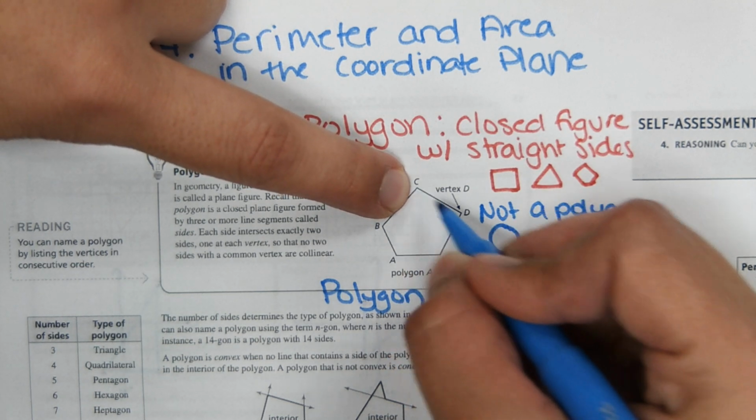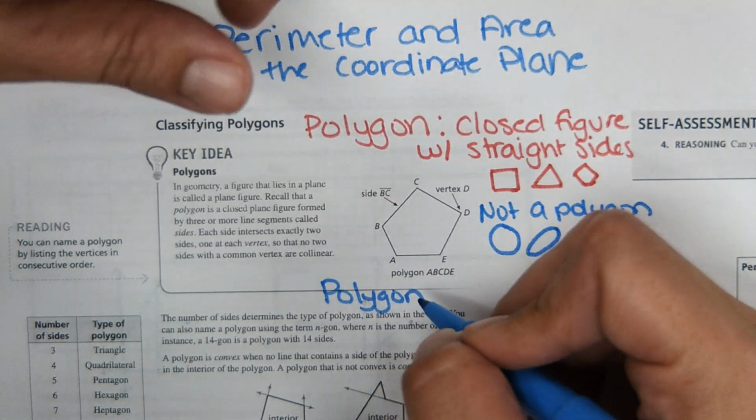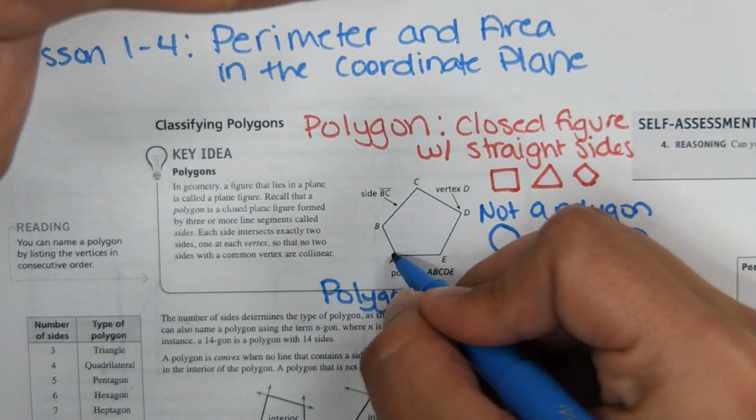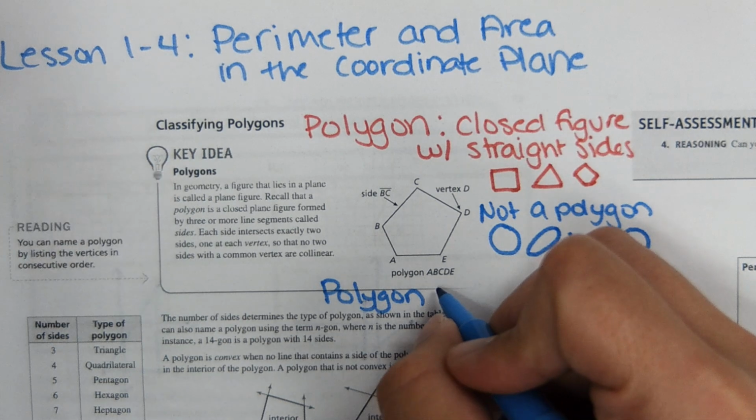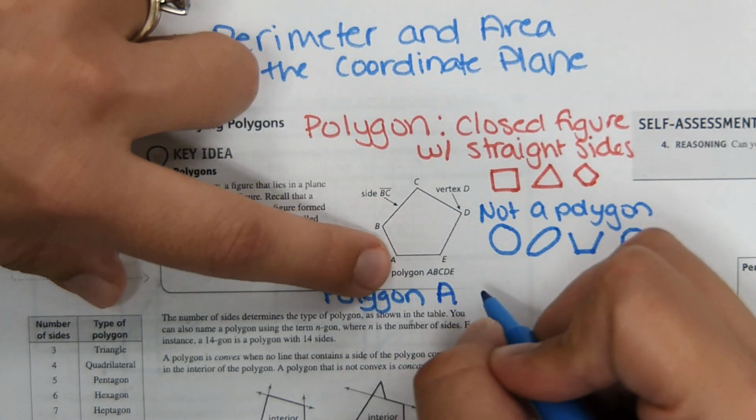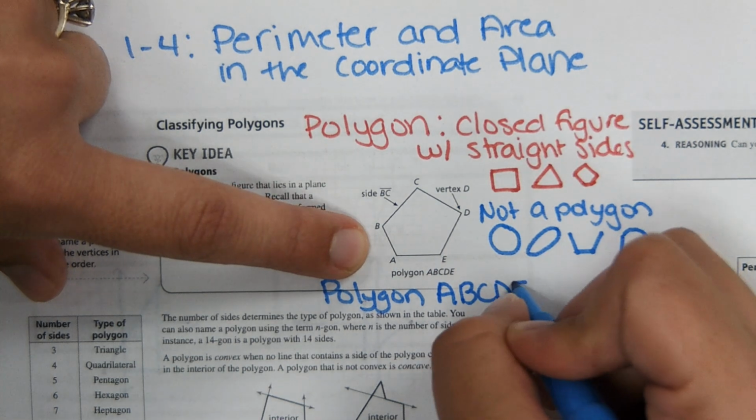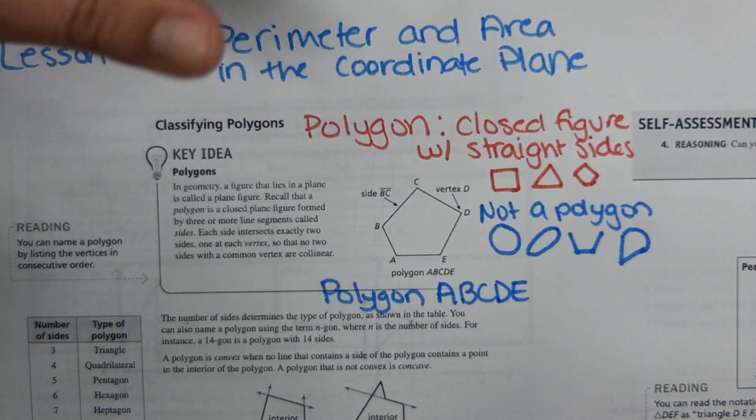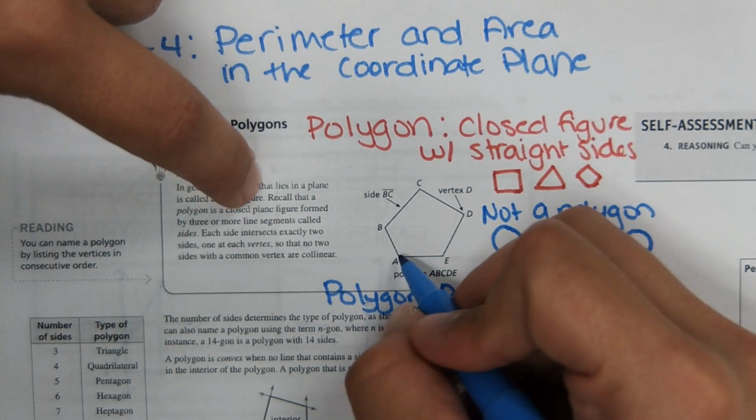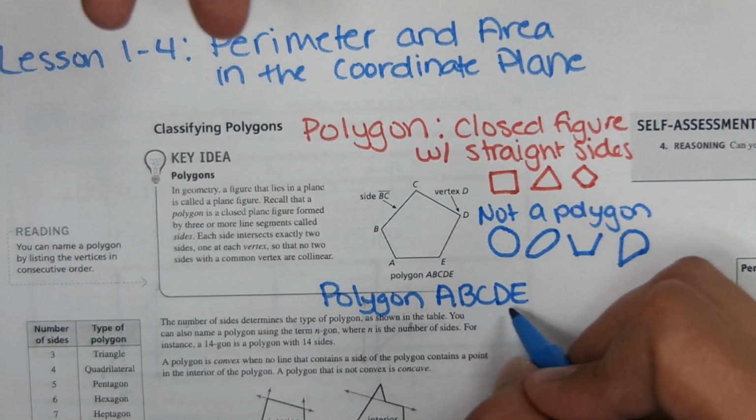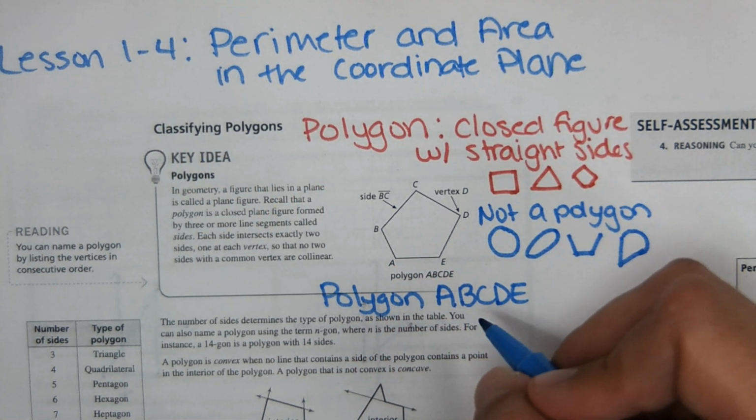So we could say this is polygon C, D, E, A, B. You could also go the other way around and say it's E, D, C, B, A, but you have to go in order. So this is polygon, we'll just go A, B, C, D, E, and that's how you name the polygon. Also, the number of corners or vertices is the same as the number of sides. So if you see this with 5 corners, it's a 5-sided shape.